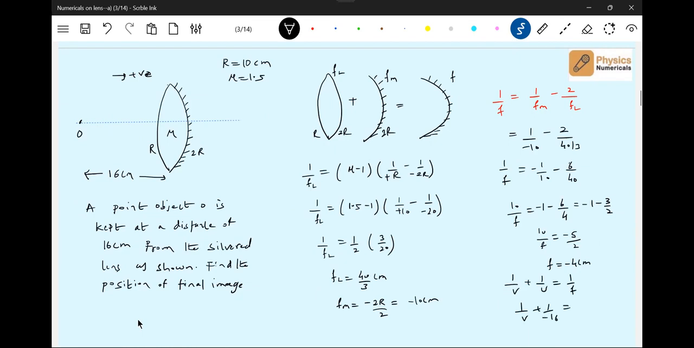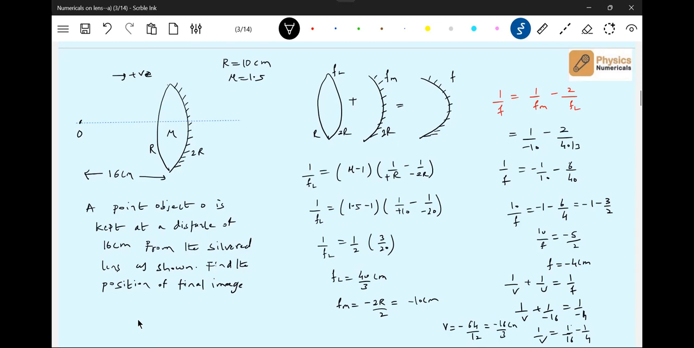U is how much? Minus 16, minus 4. So solving this, by 12. So 16 by 3. This will be the final image.